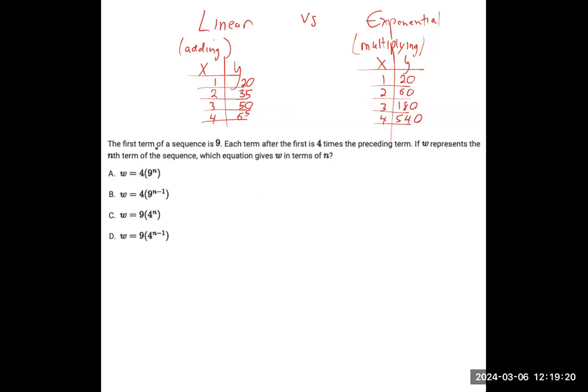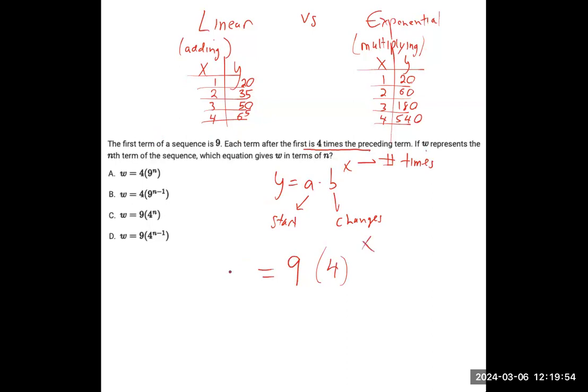Here, we're seeing that each term is 4 times the preceding term. So it's an exponential. And the general format of an exponential is a times b to the x, with a being the starting amount, b being the way it changes, and x being the number of times that all happens. And in our situation, we know that it's starting at 9, it's being multiplied by 4, and typically that would happen x number of times.